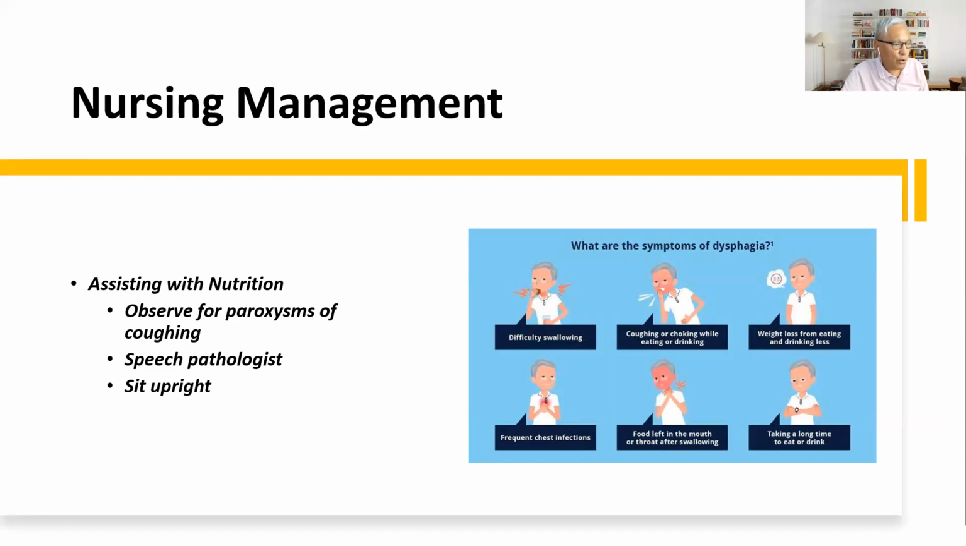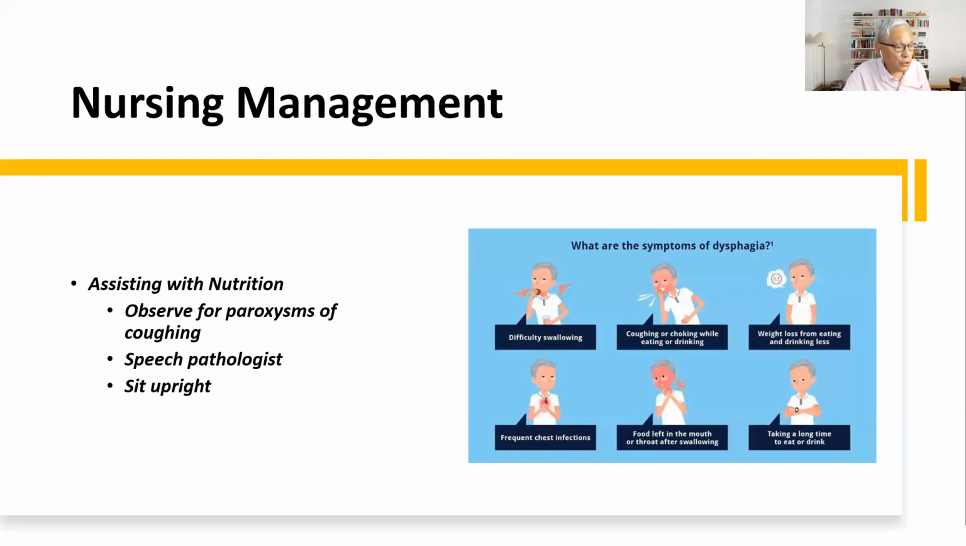Well, feeding is going to be a problem because dysphagia is going to be a complication associated with these strokes. So whenever we're feeding them, we need to observe them for paroxysms of coughing, but we never should feed them until such time that a speech pathologist has done a swallowing test. So we usually keep them NPO until after the speech pathologist has done a swallowing test.